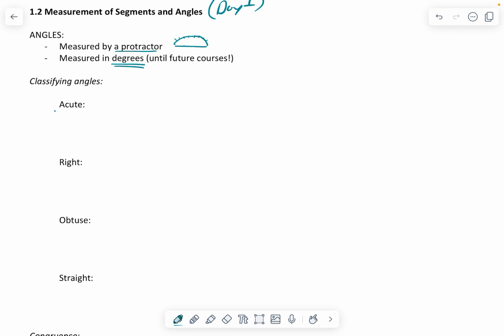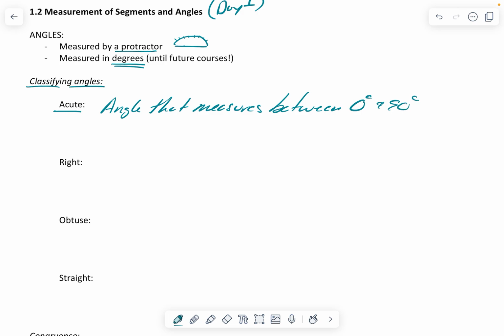Now, we're going to talk about some different classifications. An acute angle is just that. It's little and cute. It's an angle that measures between 0 and 90 degrees. So, in other words, the angle is greater than 0 degrees, but less than 90 degrees. An example of what one might look like is this. It's an angle that measures less than 90 degrees.